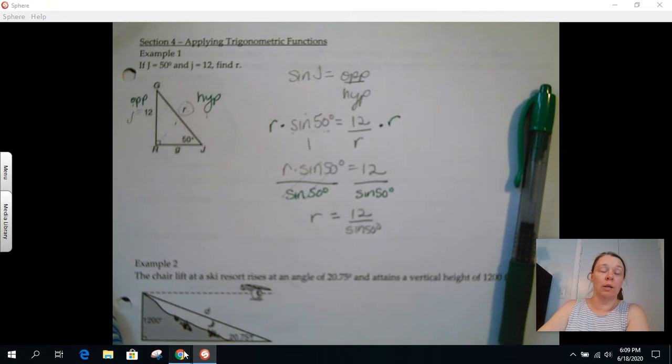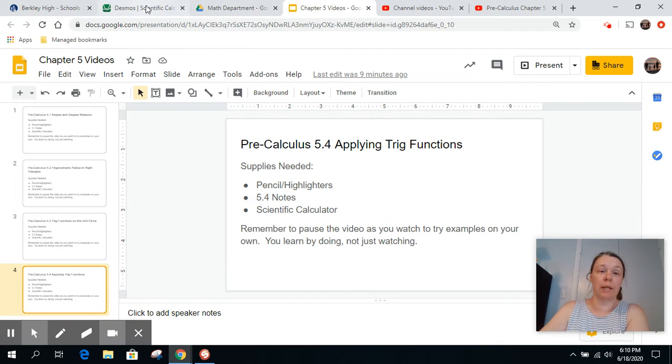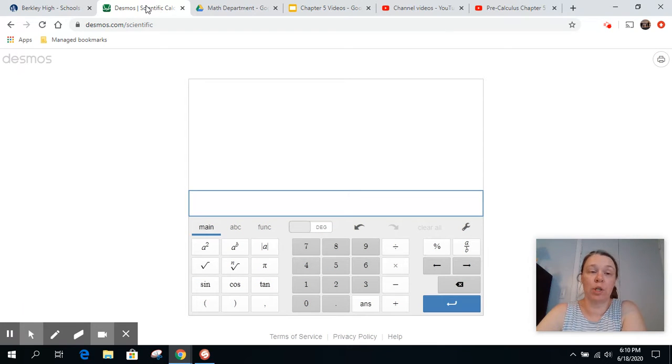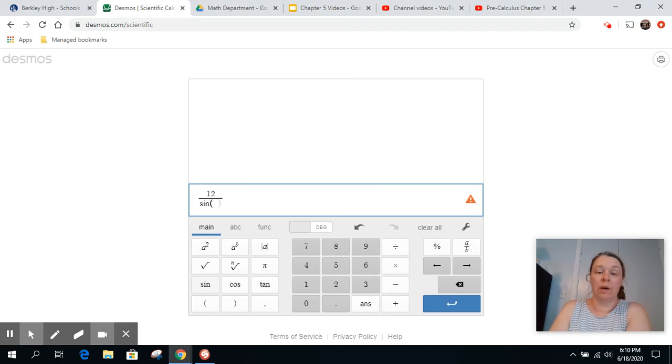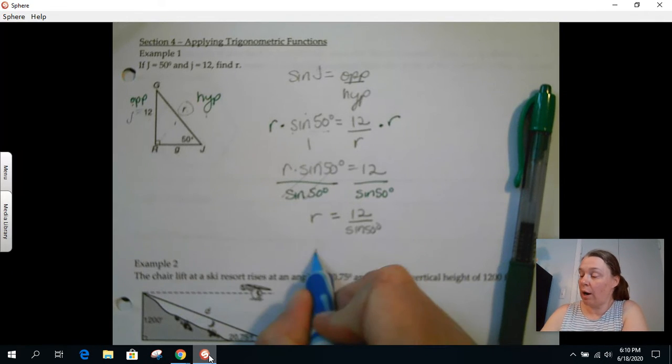So if you're using Desmos, the scientific calculator, it would look like this. Again, if you just Google Desmos scientific calculator, this will come up. And so I want 12 divided by, and I could use this A over B, and I want the sine of 50. Now I need to make sure my calculator's in degrees, and you can see right here that degrees is what's showing. Okay, so it tells me it's 15.66, so about 15.7. In general, it's going to be fine to just round to the nearest tenth for your final answer. So r is 15.7.